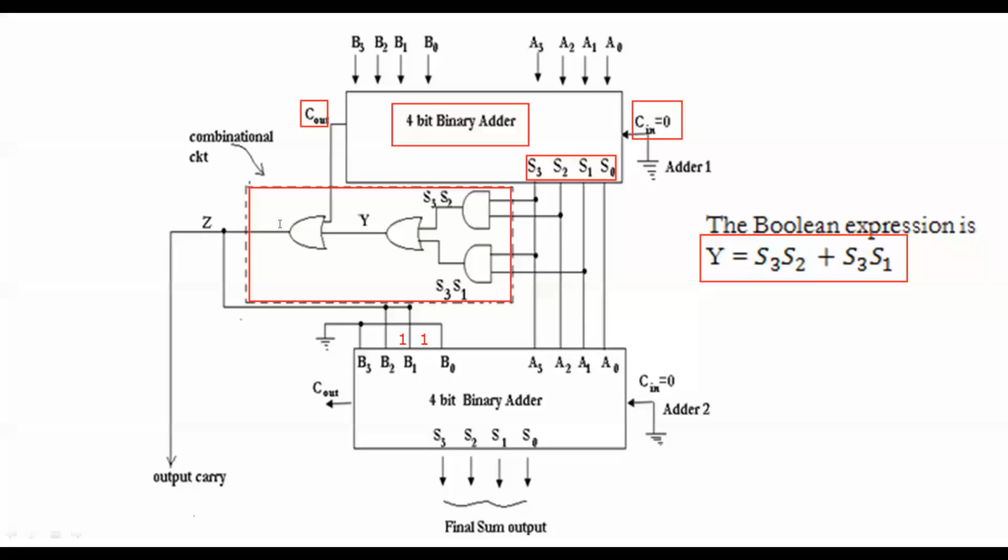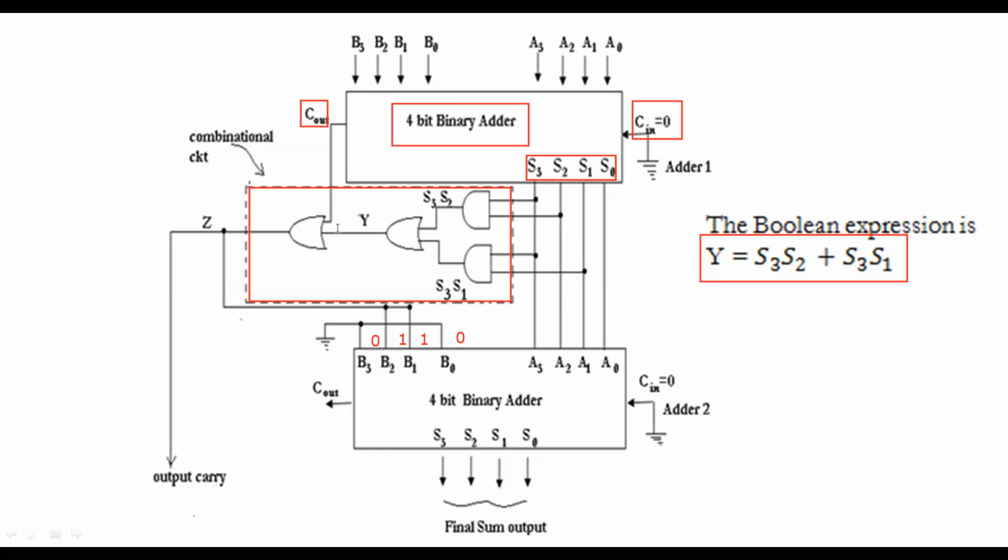So whenever the sum is greater than 9, B2 and B1 are connected to 1, and B3 and B0 are connected to 0. B3 is connected to 0, and similarly B0 is also connected to 0. Why? Because B0 and B3 are grounded. When there is a correction, the 6 will be added to A3, A2, A1, A0 whenever the sum is greater than 9.